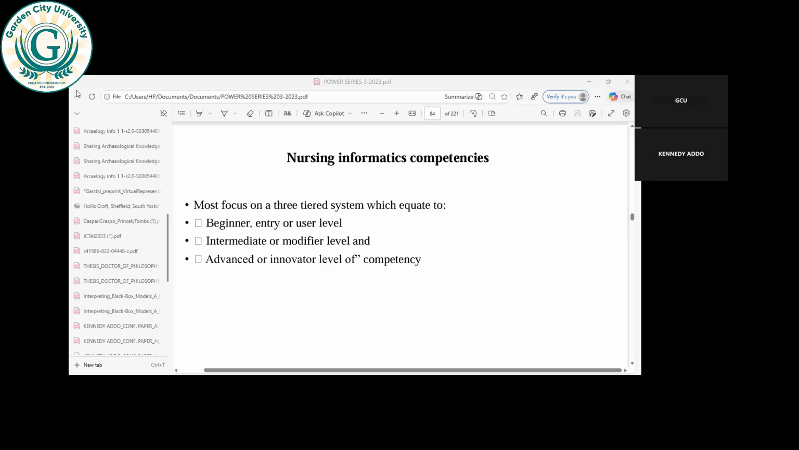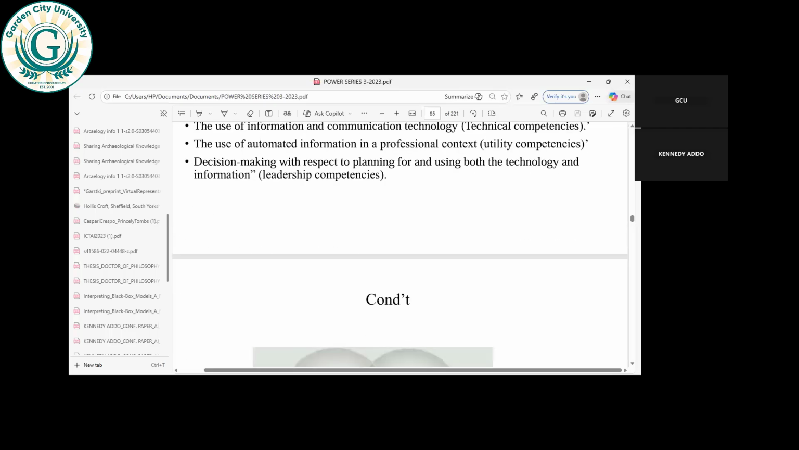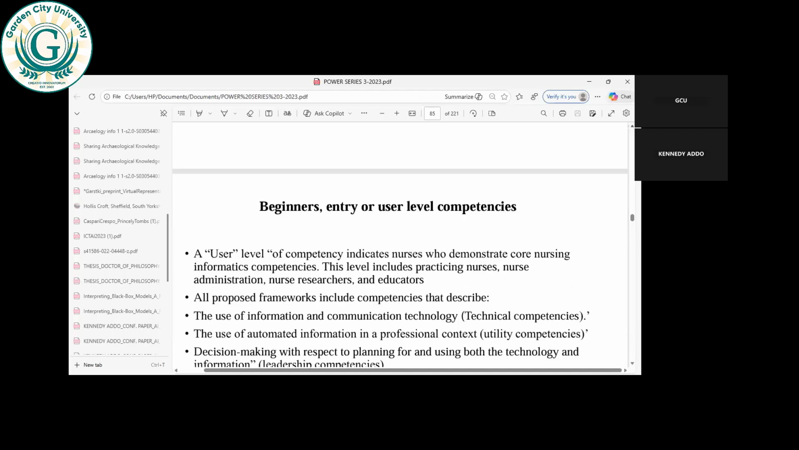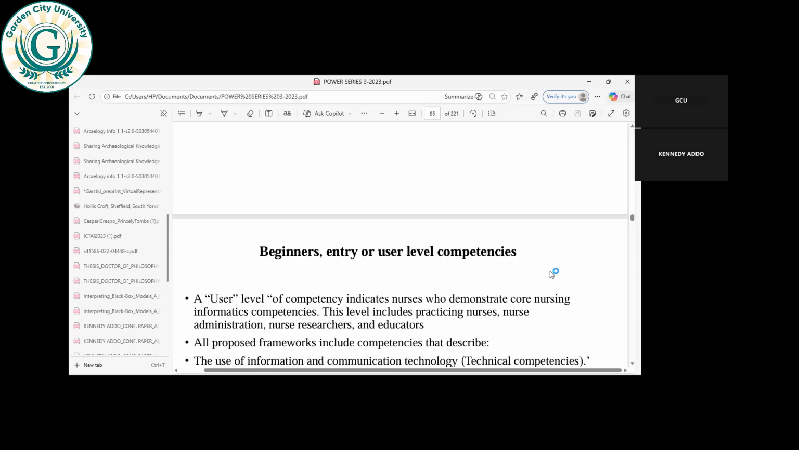Okay, so once we are done with this, then we come to the intermediate or modifier level. When I talk about intermediate, it's the same as modifier. You apply the same context, that is technical, utility, and then leadership competencies. Then we come and take the last one. So let's begin with the beginner, entry, or user level.